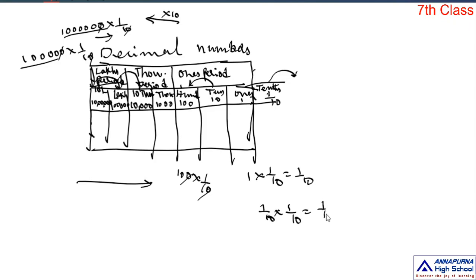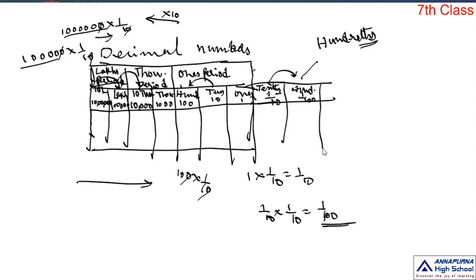How much will you get? 1 by 100. Its place becomes like that. We can extend further. So the next place becomes hundredths. H-U-N-D-R-E-D-T-H-S. Hundredths means 1 by 100. Its value becomes 1 by 100. Like that we can extend the places.